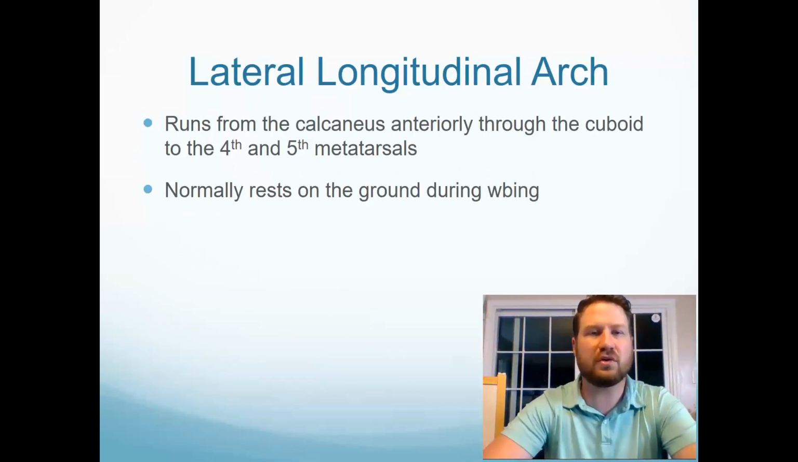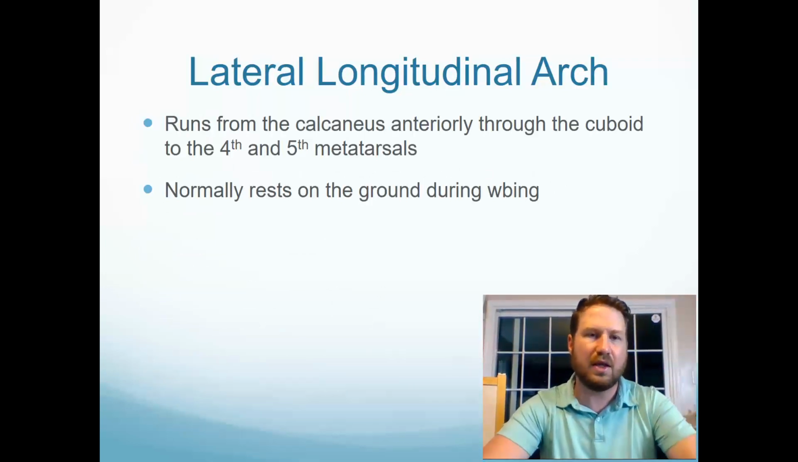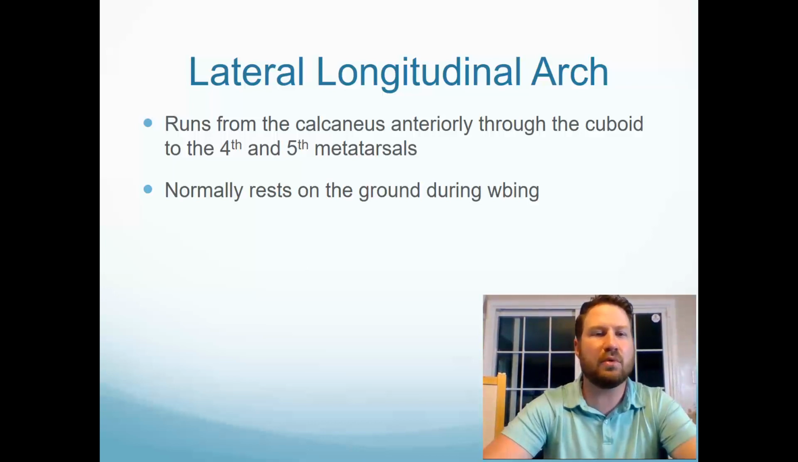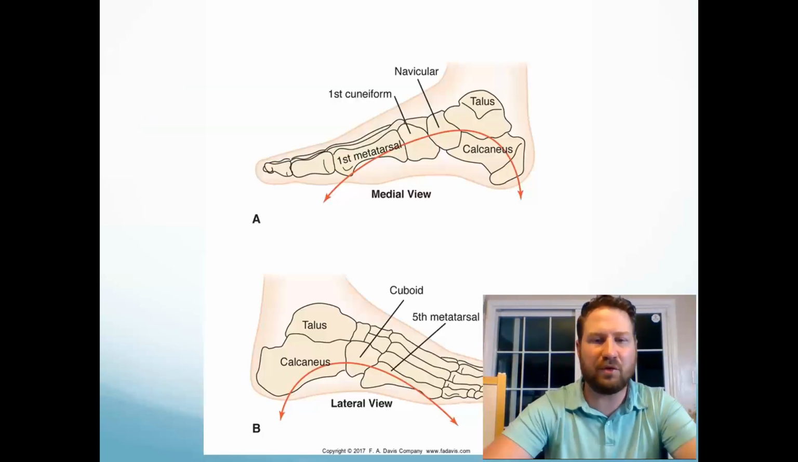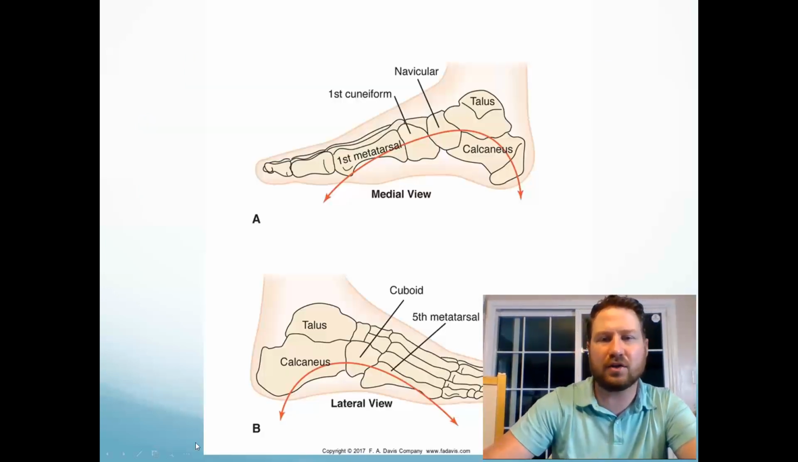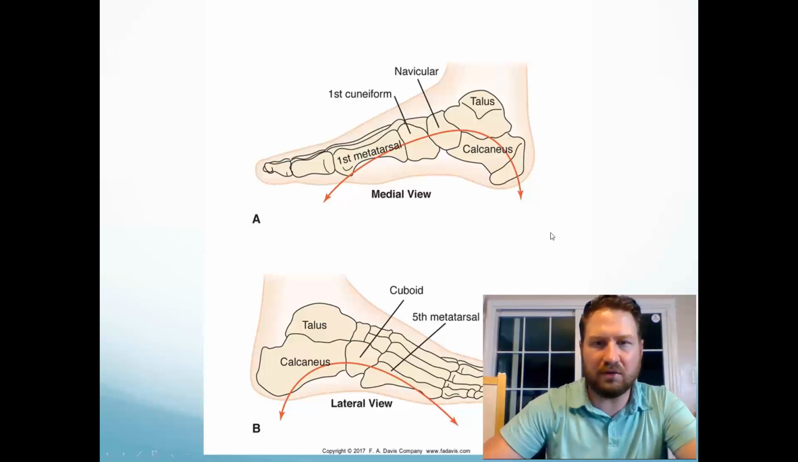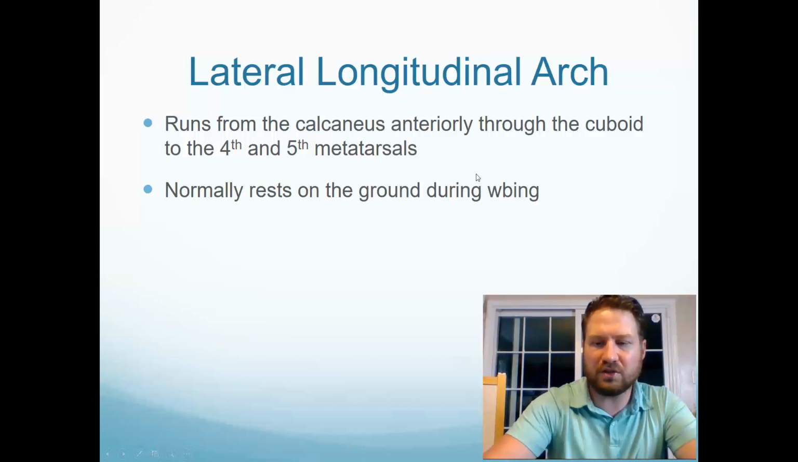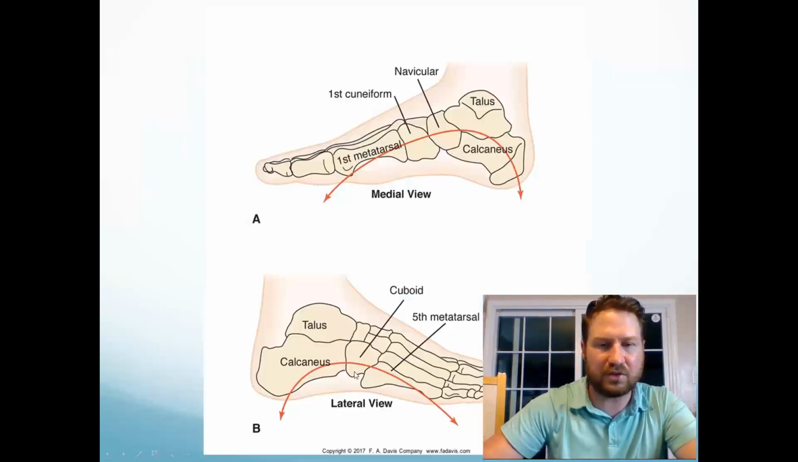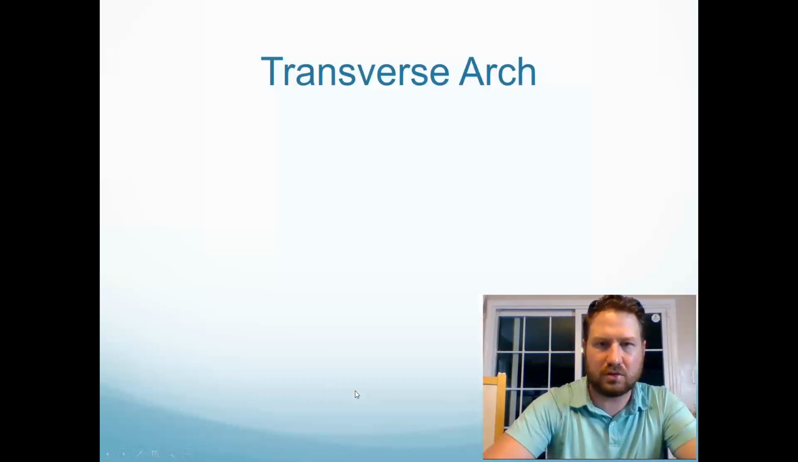Okay? Our lateral longitudinal arch runs on the outside of the foot. It runs from the calcaneus anterior through the cuboid to the fourth and fifth metatarsals. In normal people, this rests on the ground during weight bearing. However, if you have an extremely high arch, I have seen it where the lateral longitudinal arch does not hit the ground. Okay? So our medial view, this is our medial longitudinal arch, and then our lateral view, which is our lateral longitudinal arch.